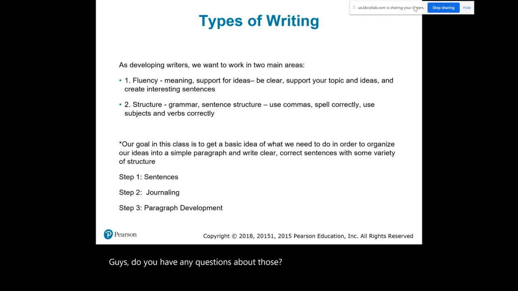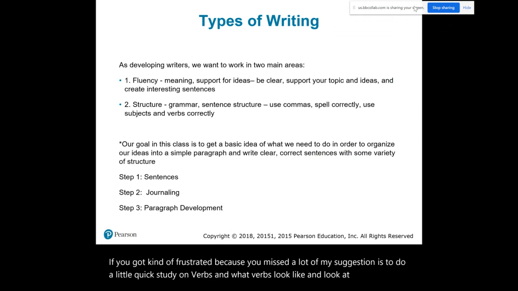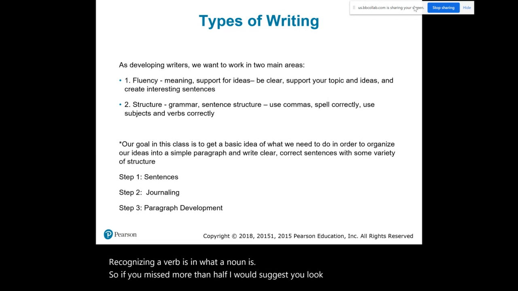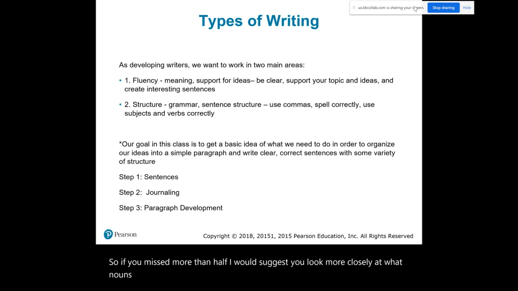Okay. If you got kind of frustrated because you missed a lot of these, my suggestion is to do a little quick study on verbs and what verbs look like, and look at a list of verbs, because I know some of you have maybe not taken a grammar class, and this is hard if you don't have a background with recognizing what a verb is and what a noun is. So if you missed more than half, I would suggest you look more closely at what nouns are and what verbs are.